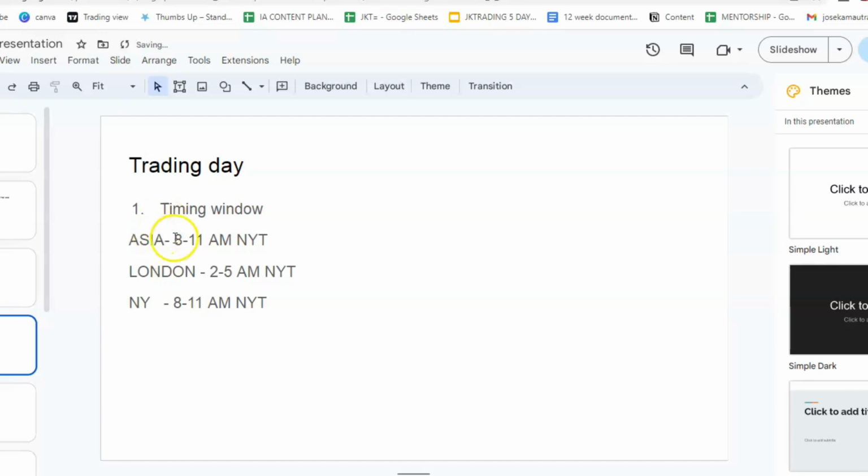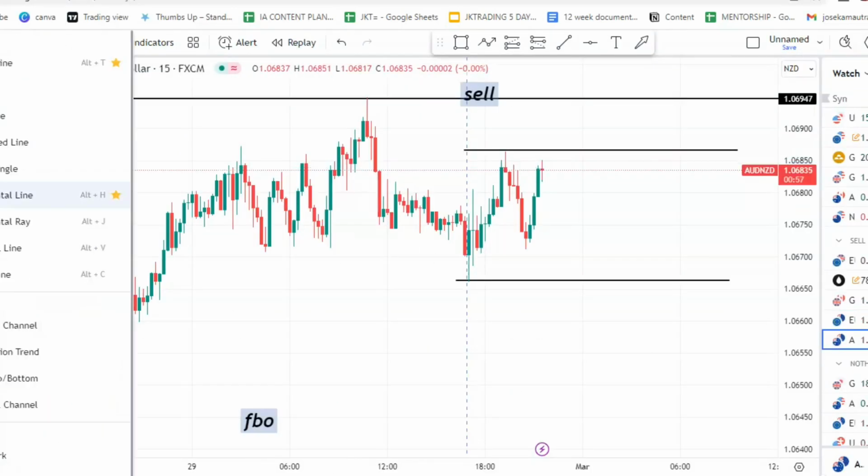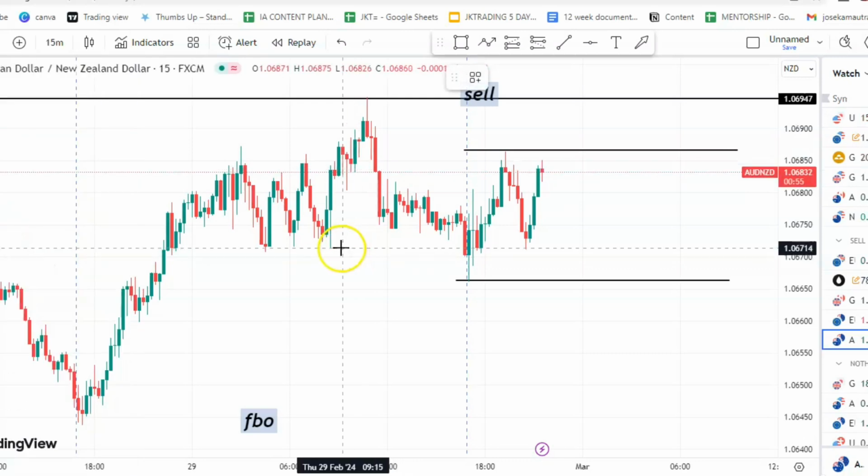In Asia, it is 8 to 11 a.m. New York time. In London, it is 2 to 5 a.m. New York time. And in New York, it is 8 to 11 a.m. New York time. Yesterday, we got a setup, and let's break that trade down.